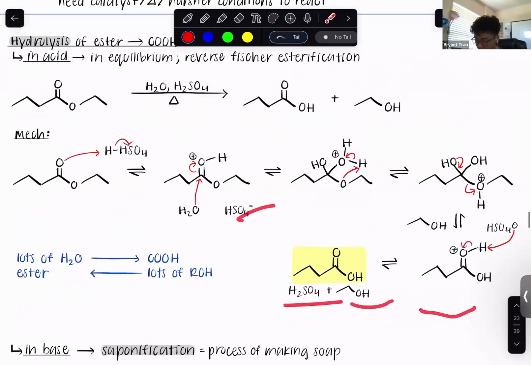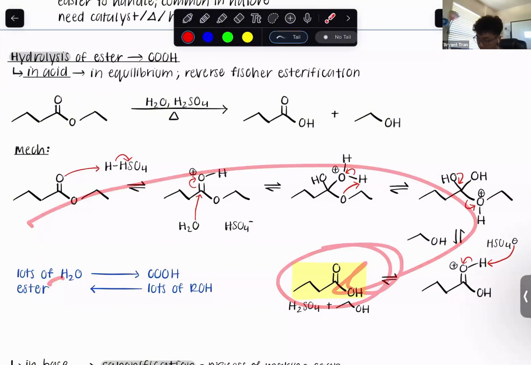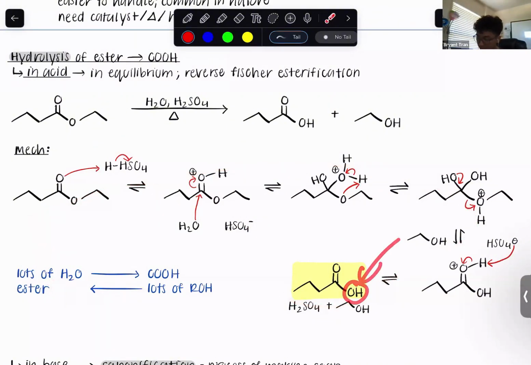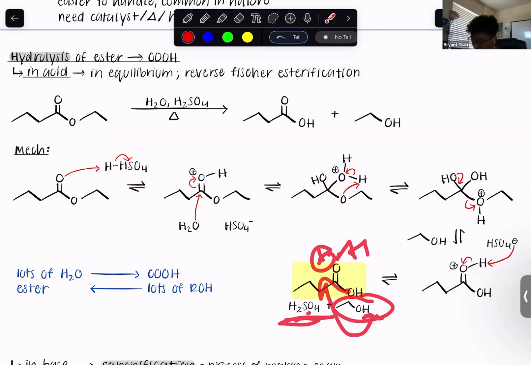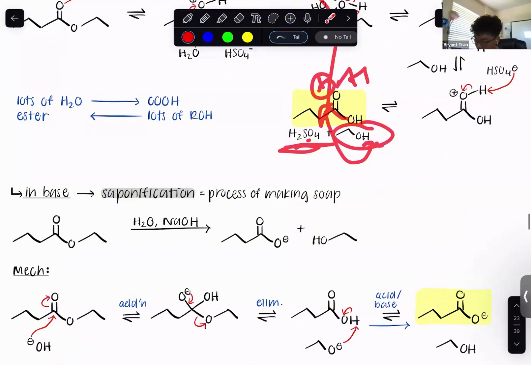And this is in equilibrium as well. If you have a lot of water, it's going to go towards the carboxylic acid product because the water is that OH right there. If you have a lot of alcohol, it's going to go towards the ester, right? Because this is in equilibrium. You could protonate this carbonyl oxygen, and then if you have a lot of alcohol, this alcohol can attack that carbonyl and go all the way back to the ester right there, right? Okay.